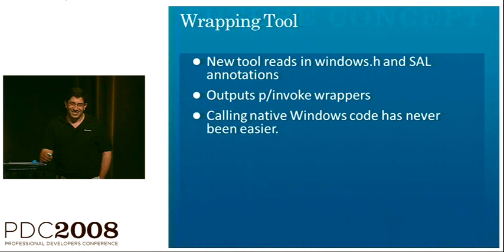We have a new tool. Someone came up with this really clever idea. Most of Windows.h has these what we call SAL annotations, and they're designed for security. They say things like, "Oh, this int that's a buffer length matches up with this char star."